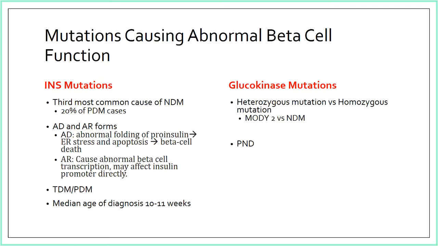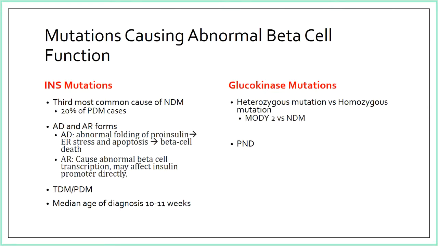This leads to stress and apoptosis of the endoplasmic reticulum, which can impact beta cell growth and development and eventually cause beta cell death. In the autosomal recessive form of this condition, you have abnormal beta cell transcription, which may affect insulin promoter production directly, and the autosomal recessive forms of this condition tend to be more severe than the autosomal dominant.